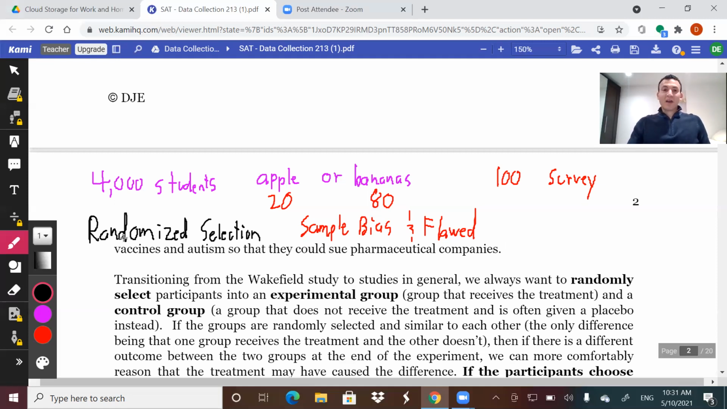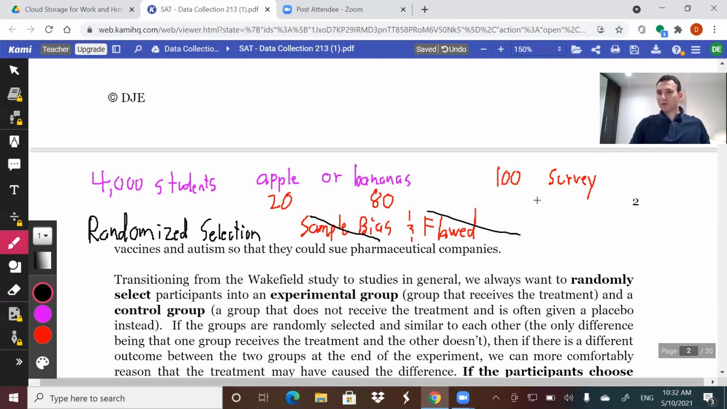But anyway, if you were to think about this one, you would have to just randomly select from all 4,000 students. That random selection would give you a kind of a snapshot of the entire population in a way that avoids any sample bias or flaws. So not until you do that are you actually able to extrapolate your data to all 4,000 of the students at the school as a whole.